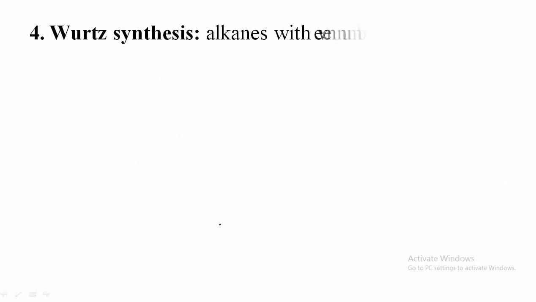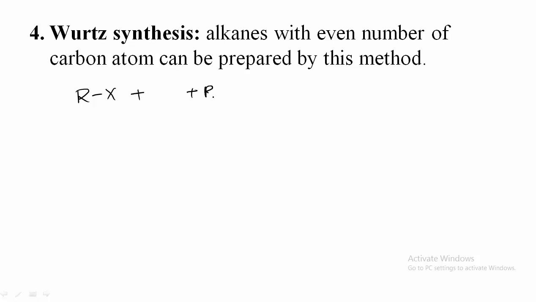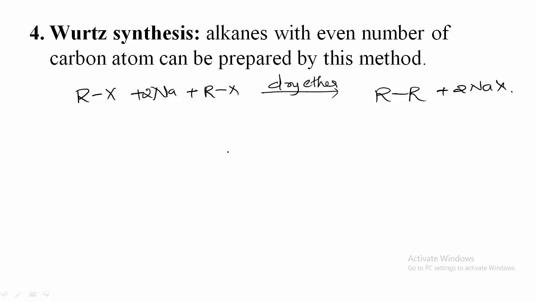Then the fourth method, Wood's synthesis. The alkanes with an even number of carbon atoms can be prepared by this method. As you have already studied Wood's synthesis, what we will do there? Simply we will take an alkyl halide. When 2 moles of alkyl halide are treated with 2 moles of sodium in presence of dry ether, then we will get alkane along with 2NaX, sodium halide. So this is the Wood's synthesis.